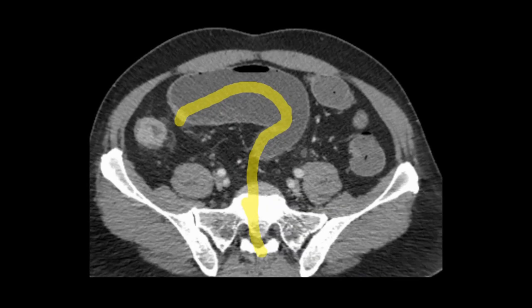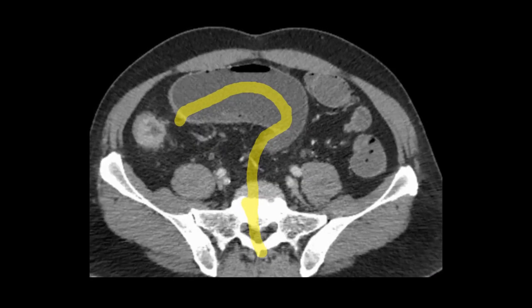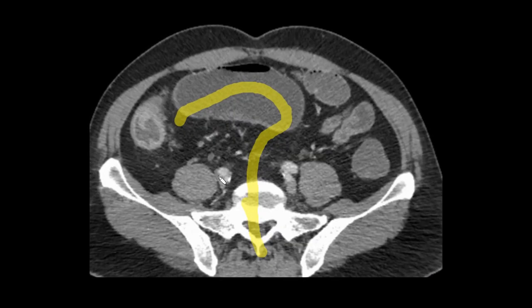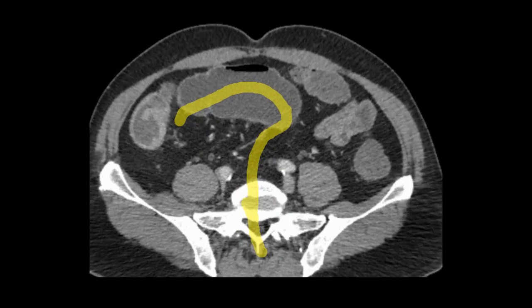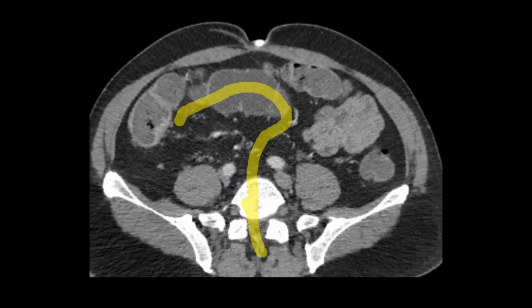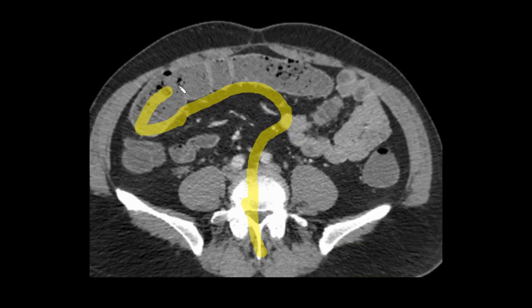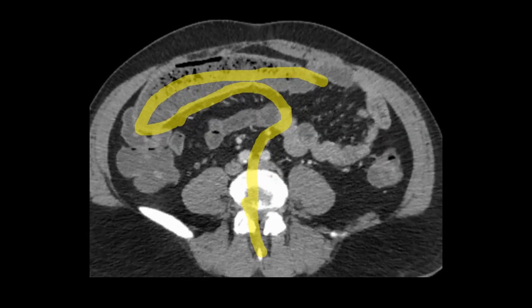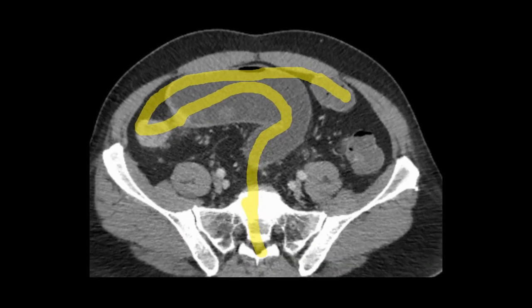Sigmoid. As we go up, you can see some stranding in that area, some small serosal nodules also, right? This is a serosal nodule. If you observe, right, it is a serosal nodule. So there is serosal nodularity, and this is the loop above the lesion, right? So that is sigmoid continuing into the descending colon.